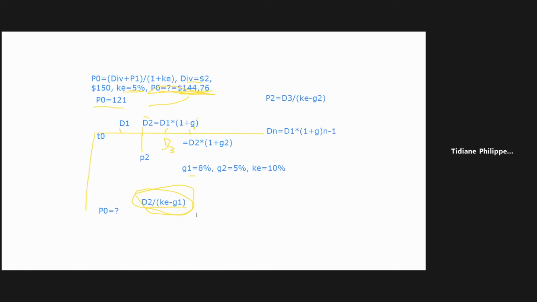Then the second part, I would get, like you said, P3 over KE minus G2, and just use P2. Then I would discount that P2 back to P0. P2 discounted by 1 plus KE. What's the power there? I would discount it 2 periods back, so the power is 2, right? That part is right.